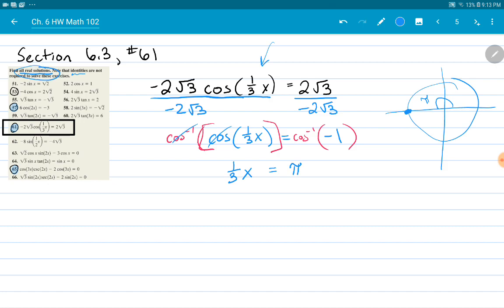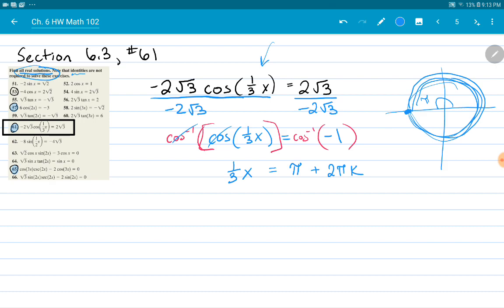But I'm looking for all real solutions, which means I'll have pi, and then I'll have 3 pi, and then I'll have 5 pi, and then I'll have 7 pi. Every 2 pi, it repeats. So I'm going to add or subtract any multiple of 2 pi. So k can be positive, negative, or 0. Okay, but I still haven't got to x.